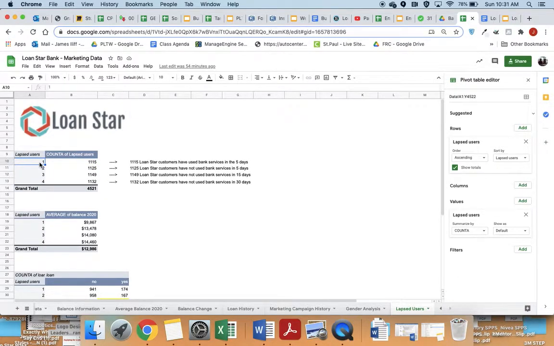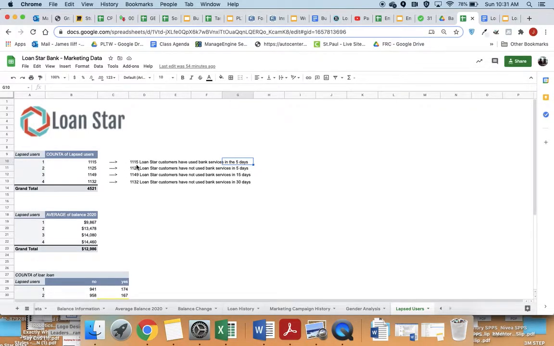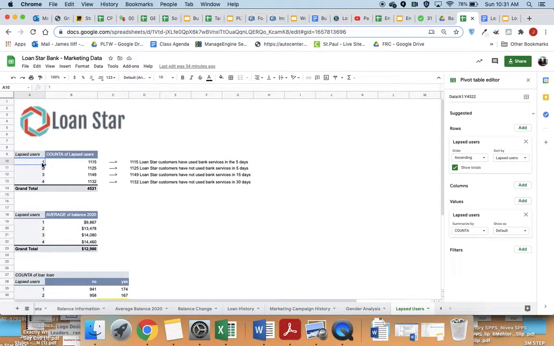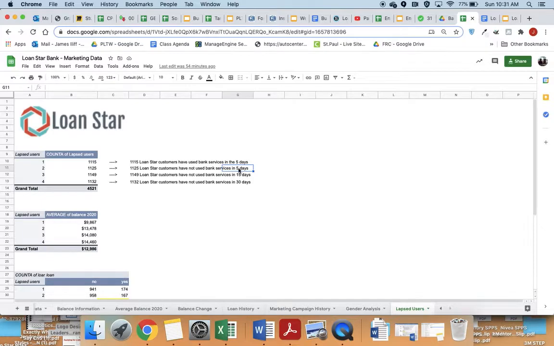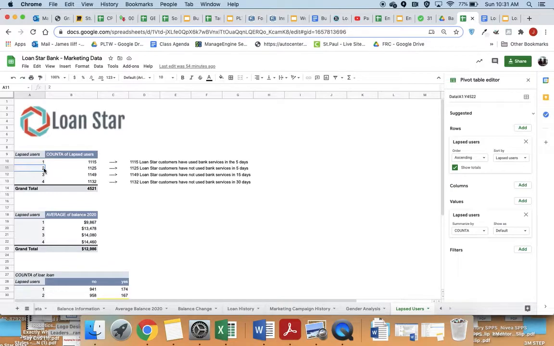Category 1, lapsed user, says the customer has used the bank in the last 5 days. So if a customer has used the bank in the last 5 days, we consider them a category 1. Category 2, the customer has not used banking services in the last 5 days. So if it's day 6 and a customer has not used banking services, we consider them a lapsed user category 2.